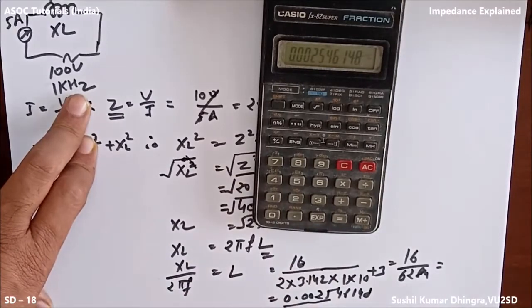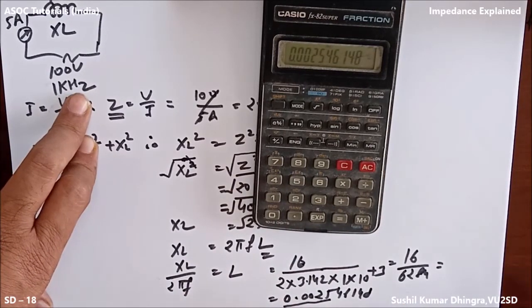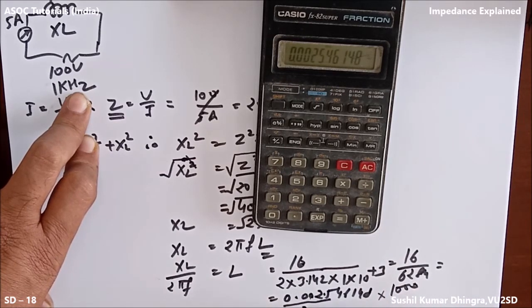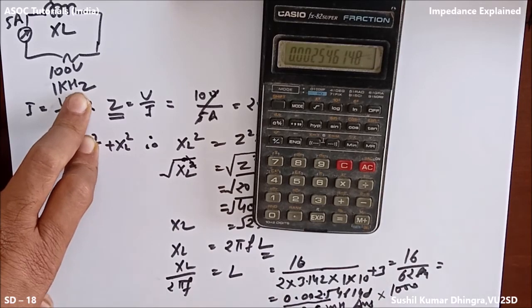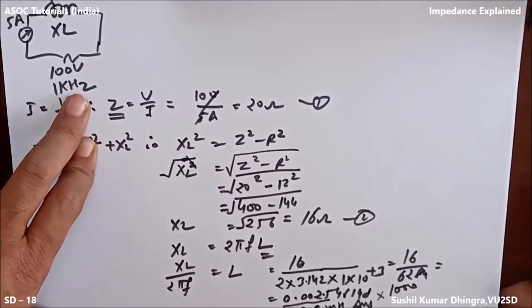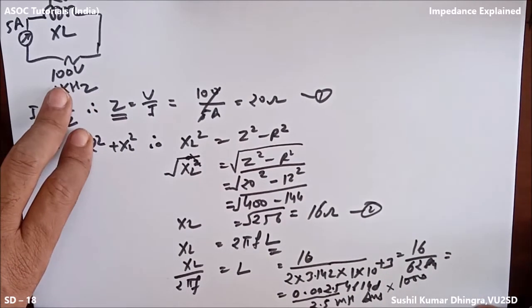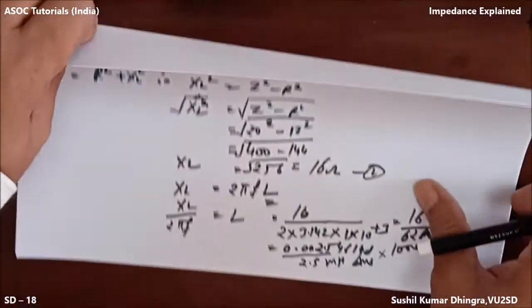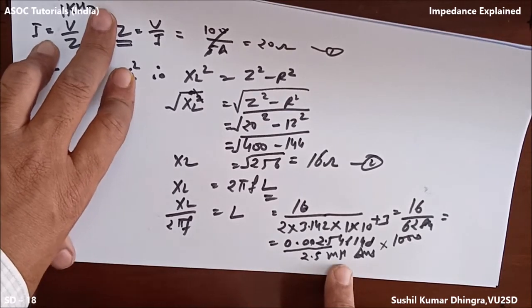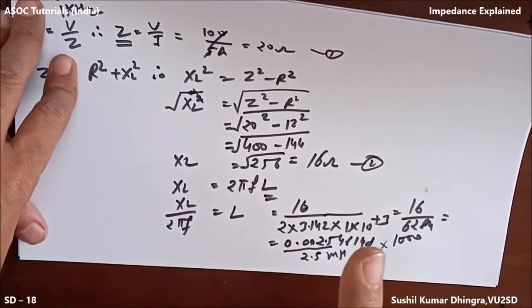So better convert this value to millihenry, because this is in Henry. How can you convert to millihenry? By multiplying by 1000. So this L value is 2.5 millihenry. I hope this will give you a better idea how I have solved it. So in a similar way you have to do a lot of questions by choosing your own values.